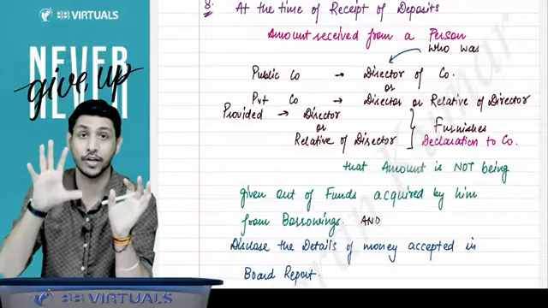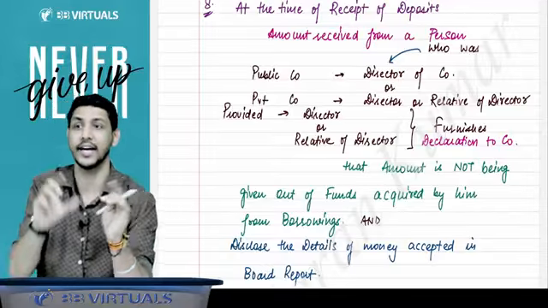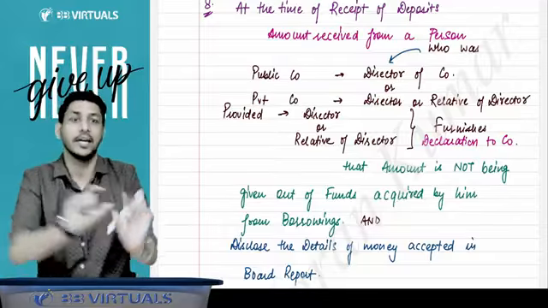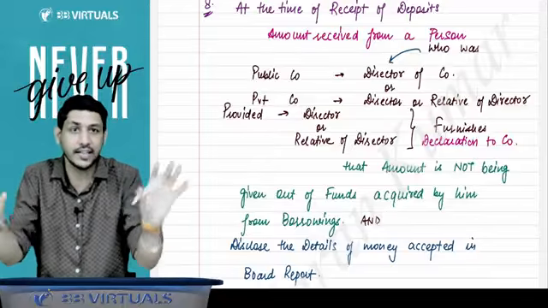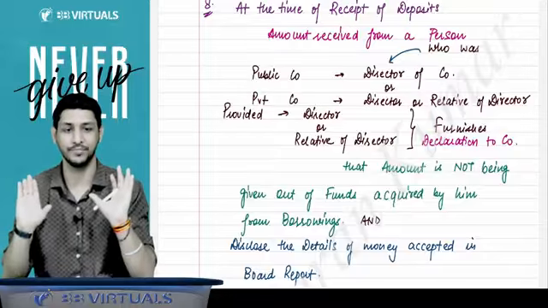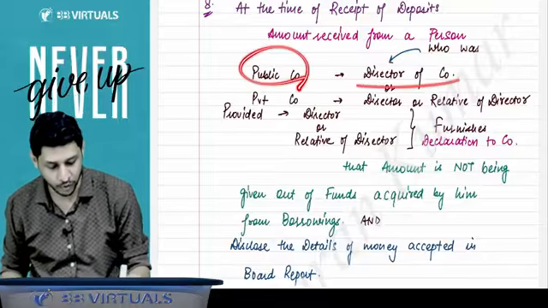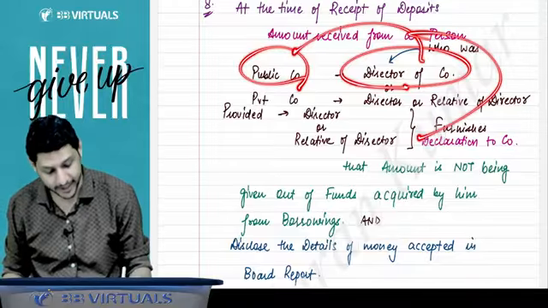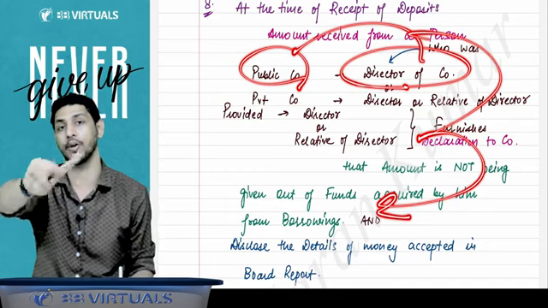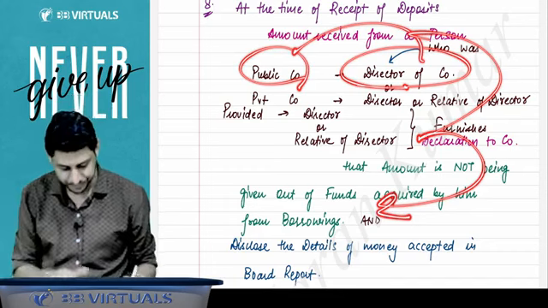Got it? Is it clear to you what I'm saying? You just understand that I'll give you some combinations. If this happens and this happens and this happens, if all these three things align together, then only this amount will not be considered as a deposit. So if it is a public company, the amount accepted from the director has a declaration given and it is disclosed in the board report, then that amount will not be considered as a deposit.